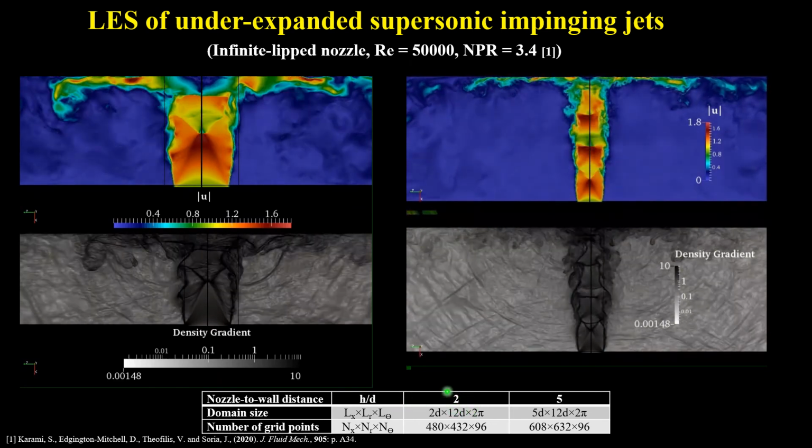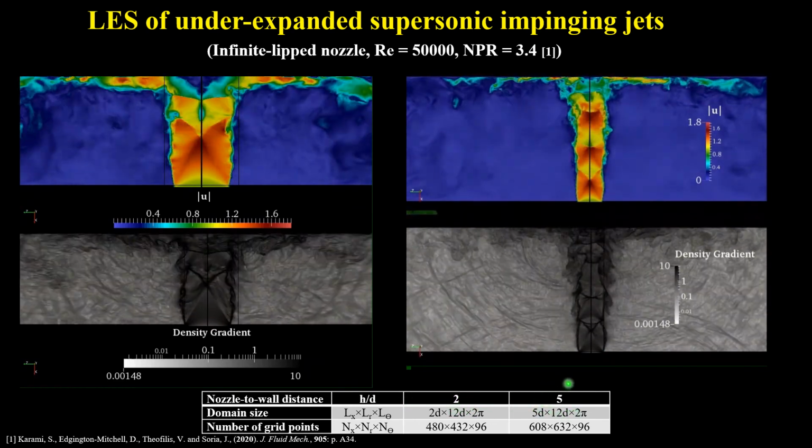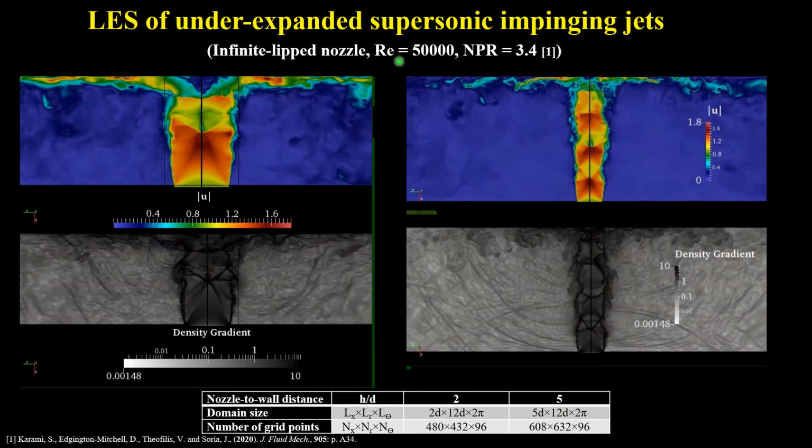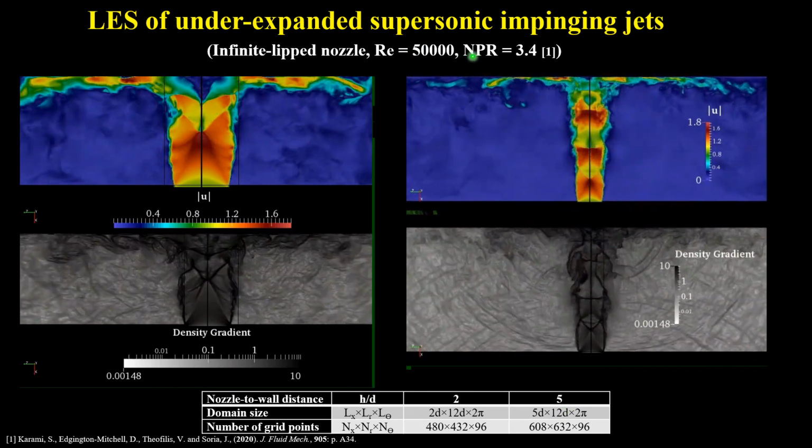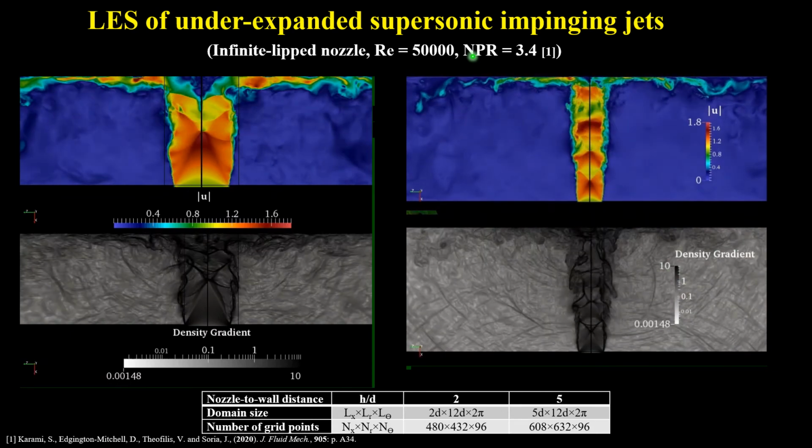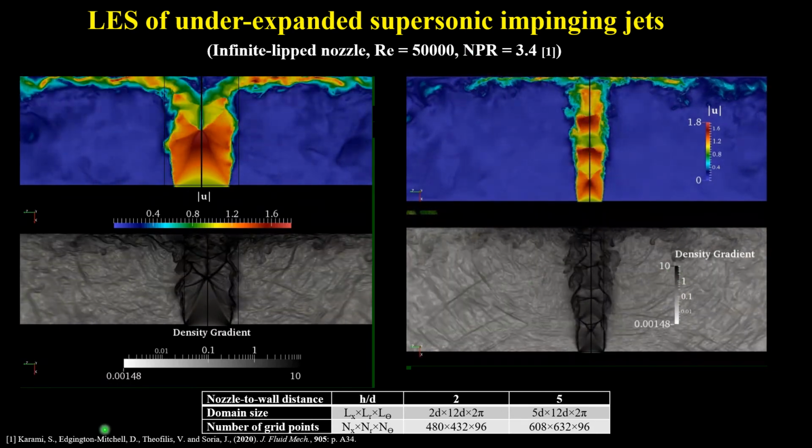The cases have a nozzle-to-wall distance of 2 and a nozzle-to-wall distance of 5, where the Reynolds number and nozzle pressure ratio are fixed for these two cases. If you are interested in the dataset, please refer to this paper.